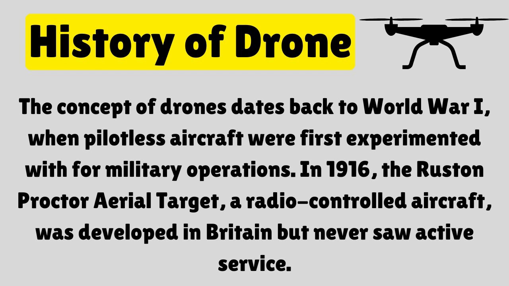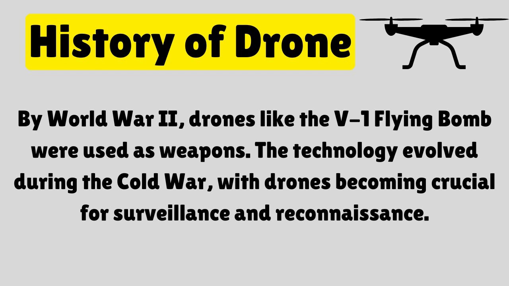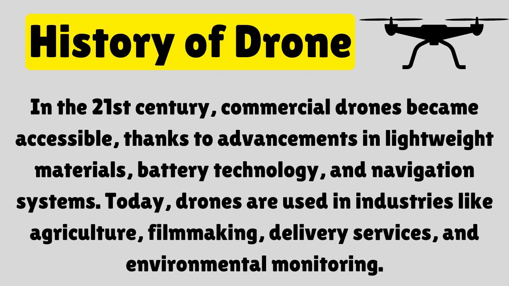In 1916, the Ruston Proctor Aerial Target, a radio-controlled aircraft, was developed in Britain but never saw active service. By World War II, drones like the VB-1 flying bomb were used as weapons. The technology evolved during the Cold War, with drones becoming crucial for surveillance and reconnaissance. In the 21st century, commercial drones became accessible, thanks to advancements in lightweight materials, battery technology, and navigation systems. Today, drones are used in industries like agriculture, filmmaking, delivery services, and environmental monitoring.